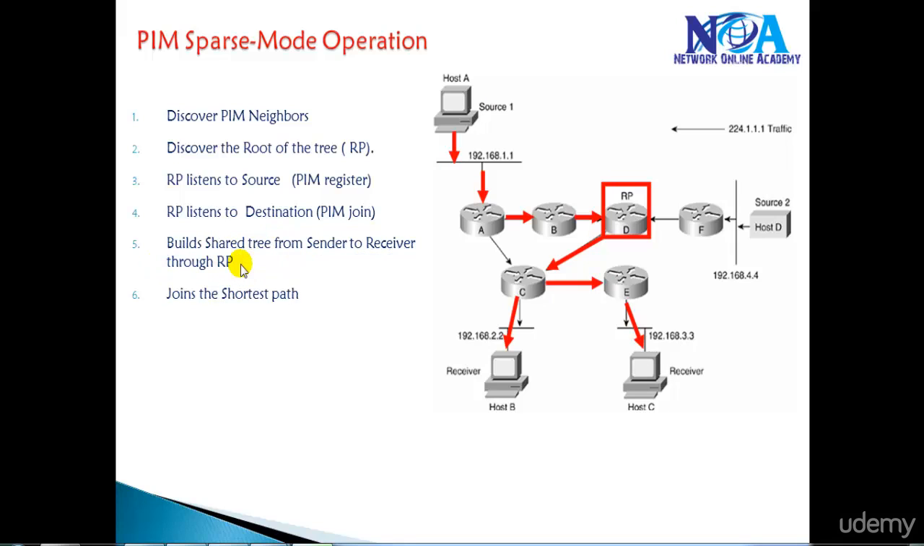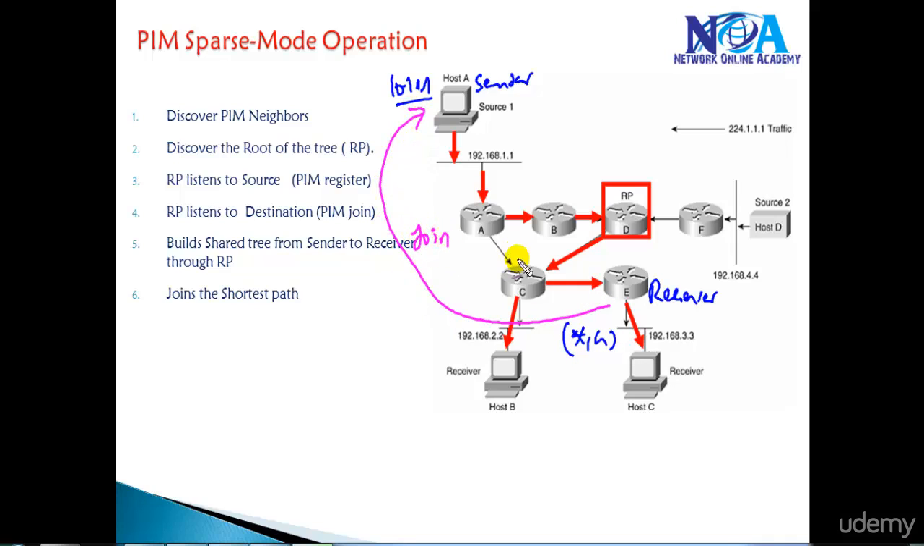Now finally, the last step is joining the shortest path. There is a receiver here and a sender here sending multicast traffic. When the receiver sees the traffic, star comma G, that is the group address, from the actual source, and the actual source is here, 10.1.1.1, it will initiate a PIM join message towards the source. It sends the join message directly to the source, ignoring the RP, and it builds the shortest path tree based on S comma G entries, from source to receiver.